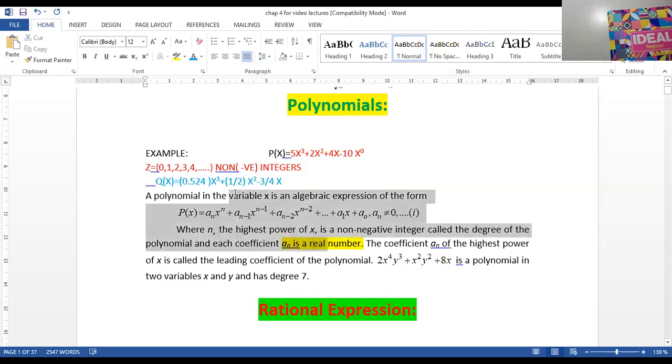And the real numbers, if you remember in chapter number 2, can be terminating decimals, they can be in fraction form, and they can be in either form. So that's why all these terms which are being multiplied with the variables, and the variable x contains a positive integer power, x to power 3, x to power 2, and x to power 1. So that's why this q of x is a polynomial. It is a polynomial.